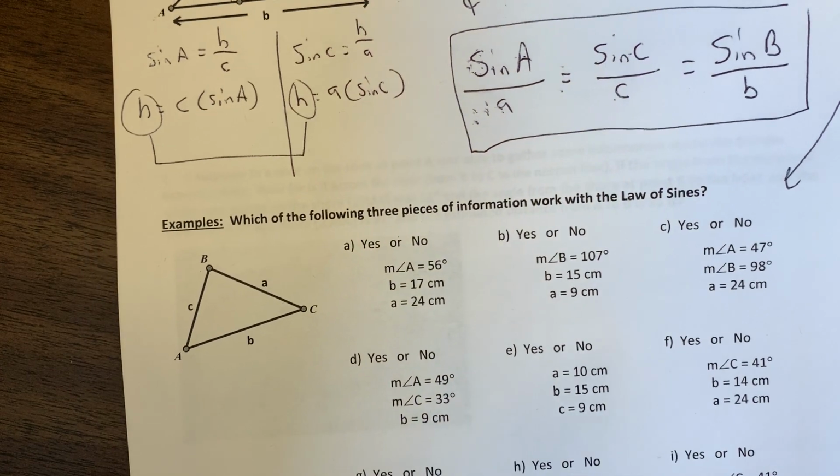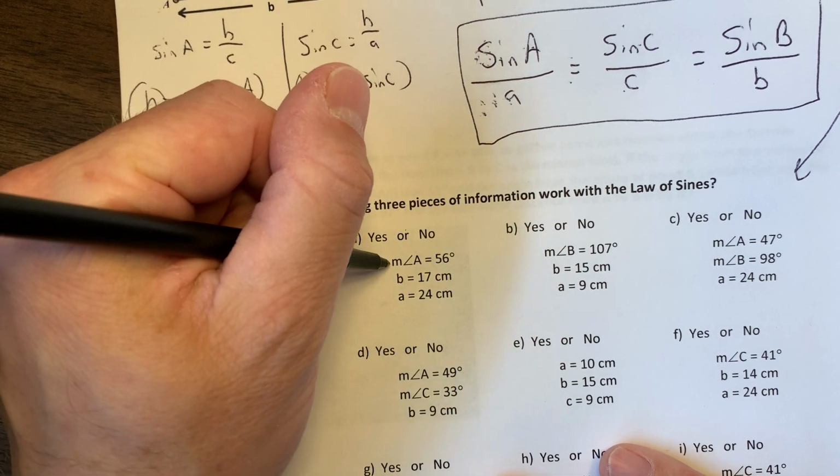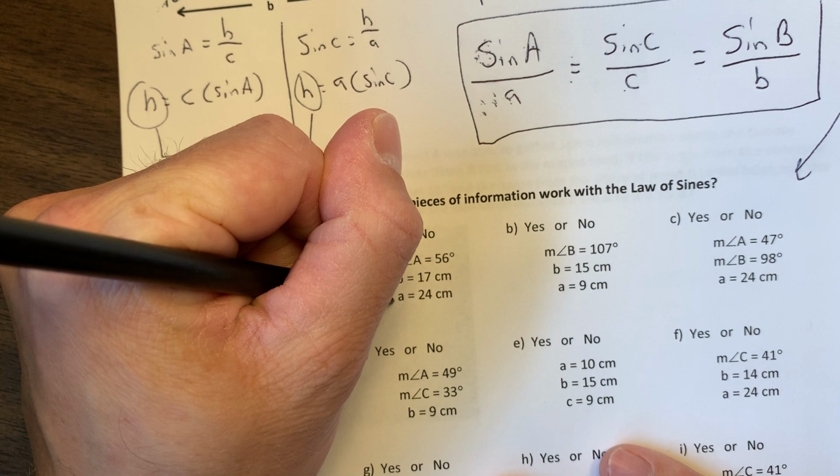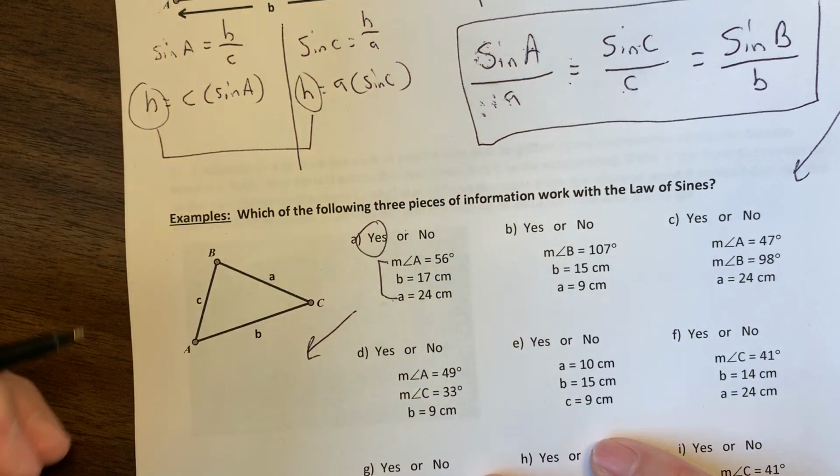Here, let's do these, right? Which of the following 3 pieces of information will work with the law of sines? Okay, watch. They're telling me I have angle A and side A. As long as I have this combination, you're good. And I'm just going to write it out for you.